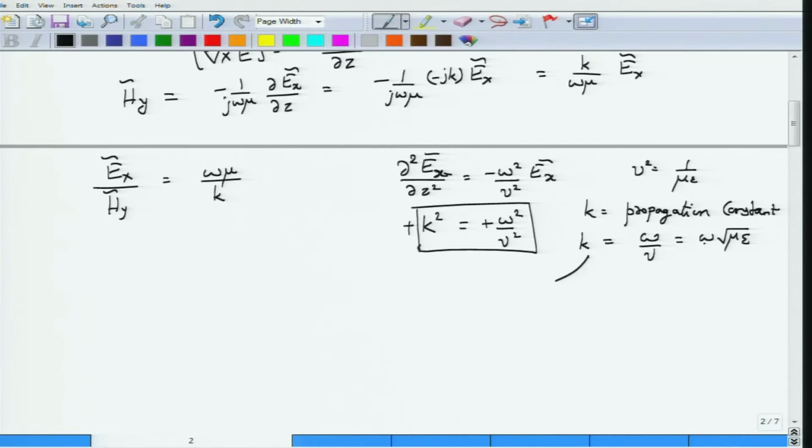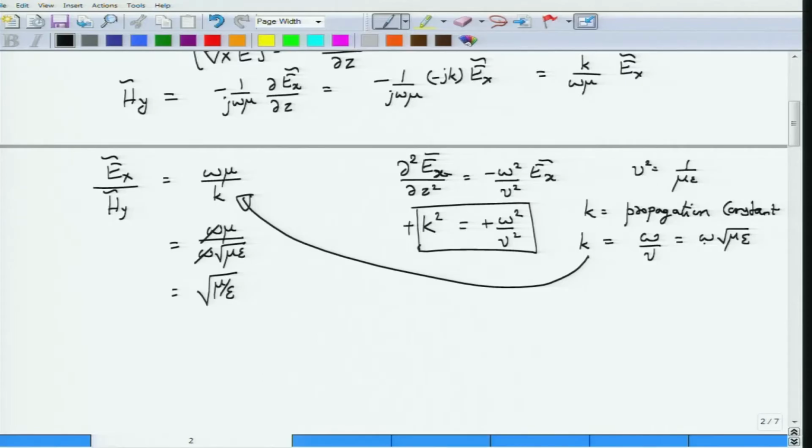Now coming back, why did we go to this one? Because we wanted to use this expression for k, omega and mu, and then see what happens to the expression omega mu by k, which gives you the ratio of the amplitude of the x component of the electric field to the y component of the magnetic field. So substitute for k as omega square root mu epsilon. You have omega mu in the numerator and omega square root mu epsilon in the denominator. Omega cancels out, since this is for the same frequency wave which we are considering, and there is a mu on top and a mu here. So this can be written as square root of mu by epsilon.